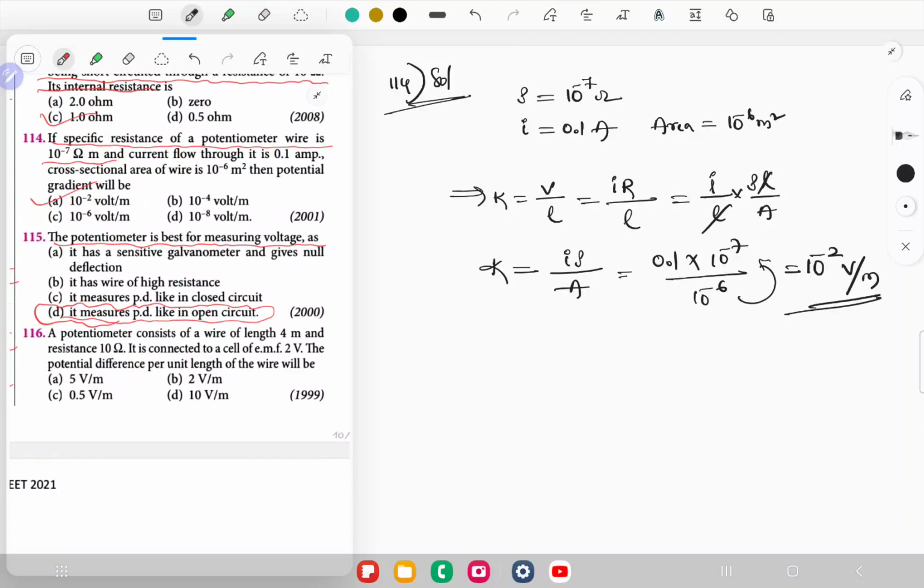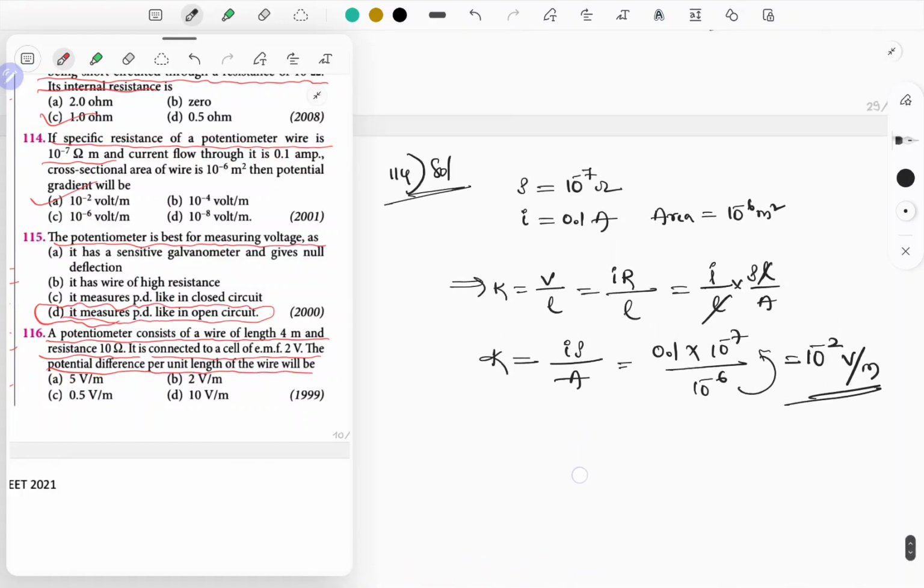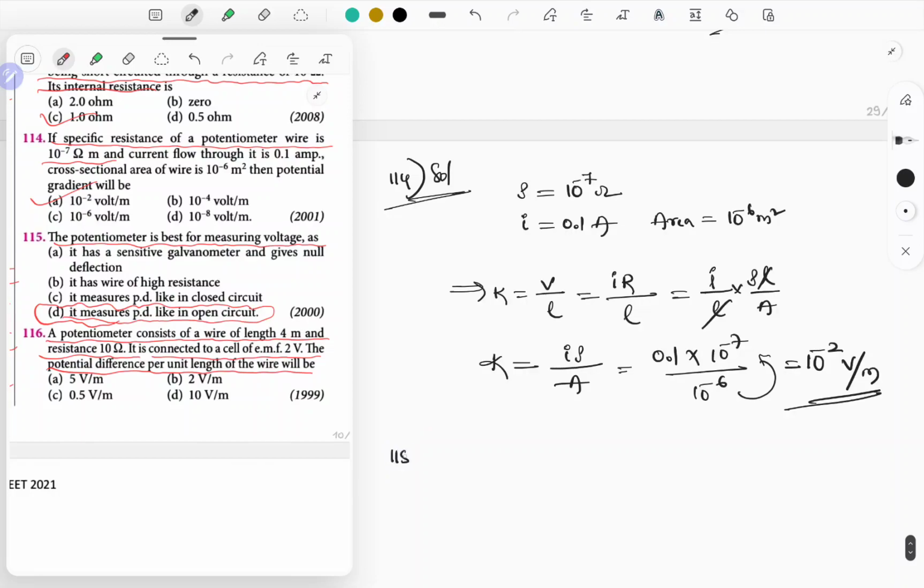Okay, next is question number 116. A potentiometer consists of a wire of length 4 meter and resistance 10 ohm connected to a cell of EMF 2 volts. The potential difference per unit length of the wire is. That means they are asking for the potential gradient.